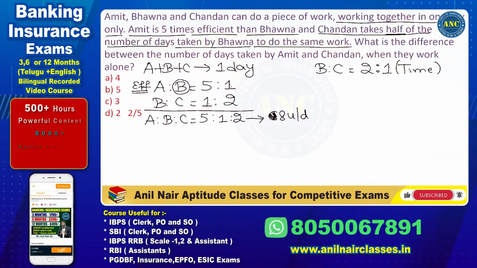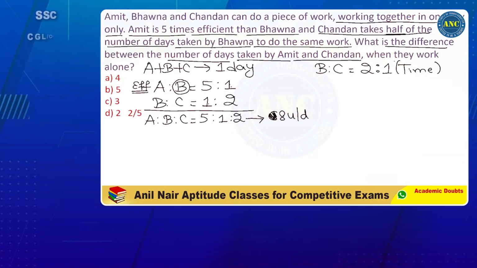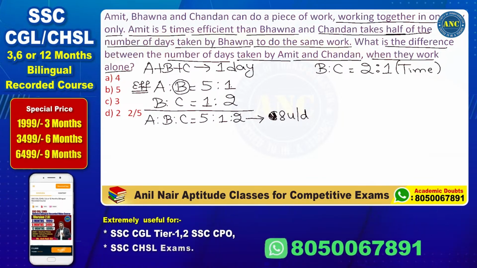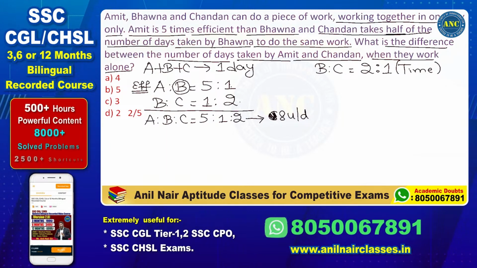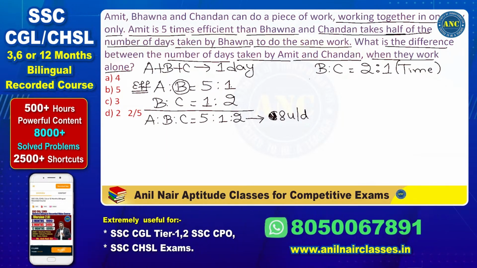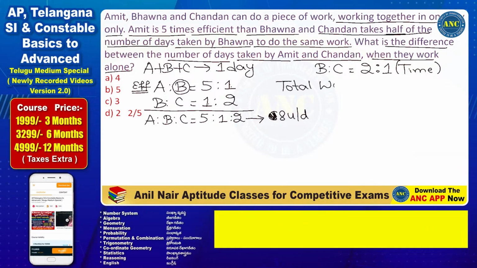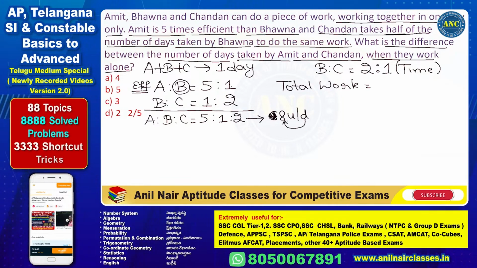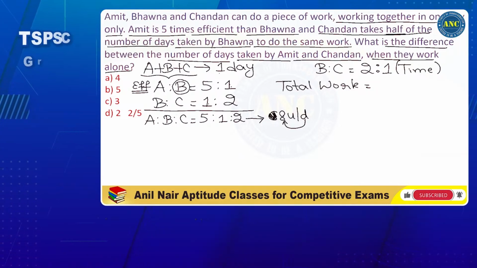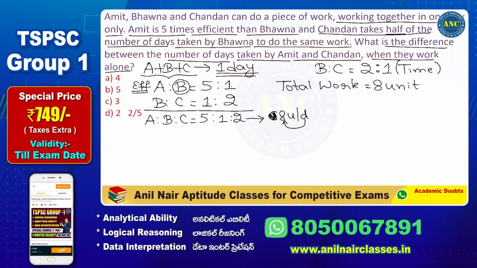Now question is, what is the difference between the number of days taken by Amit and Chandan when they work alone, right? Now, if I want to find individual days of Amit and Chandan, first I should be having the total work. When all the 3 people are working together, in one day they will distribute 8 chocolates, and they complete the work in one day itself. That means totally there are 8 chocolates only which are there in the box.